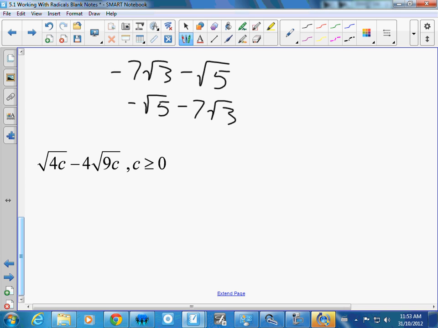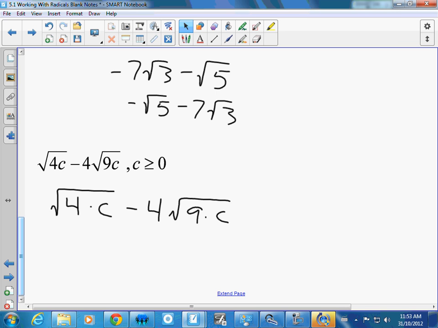The first one, 4 and c. Can we take the square root of 4? Yeah, we can. What about the next one? 9 and c. Can we take the square root of c? Does that work? No, it at least has to be a c squared, a c to the 4, a c to the 6, a c to the 8. Any of those would be able to take the square root.